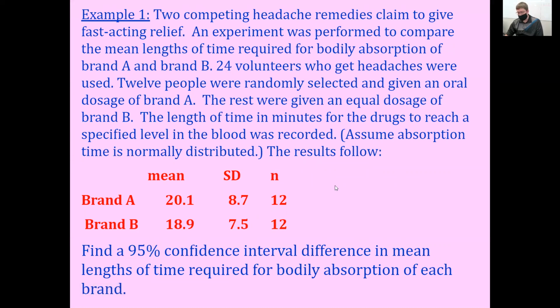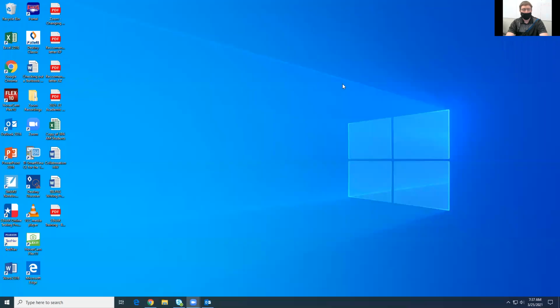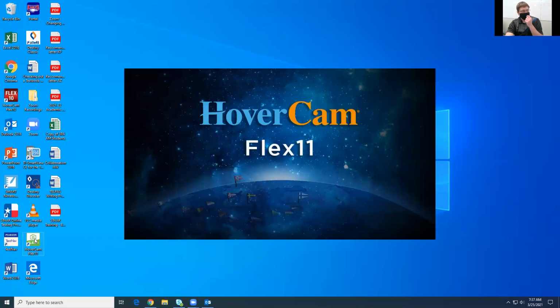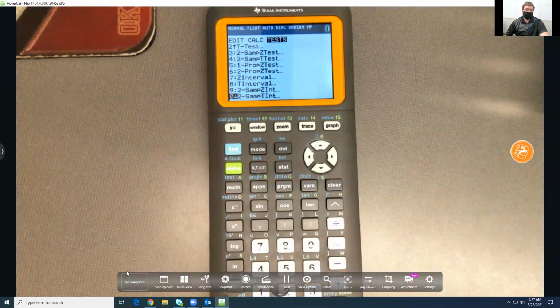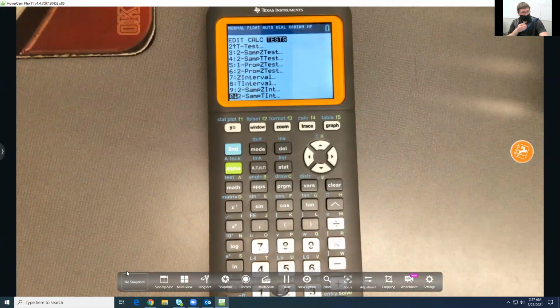So for our calculator purposes here, we want to go to option 0 in the calculator. So if you want to put a little option 0 next to this to make sure you're using the right one, I would do so. Let me get my calculator camera going. So this is not second bars, I'm sorry. We're in stat, go over to test, option 0. 2 sample T interval.